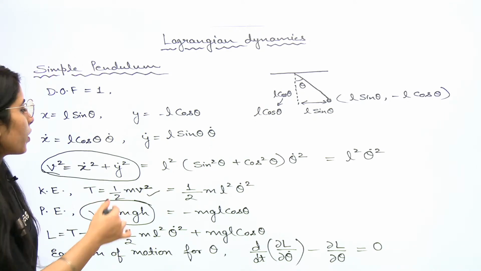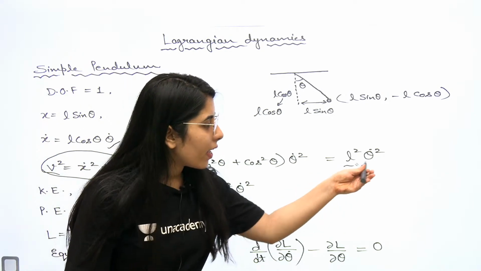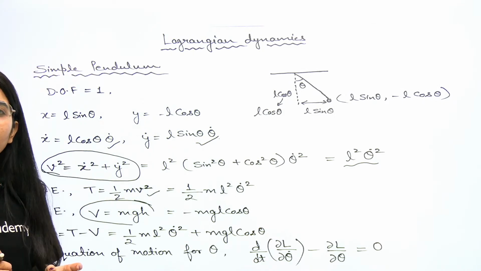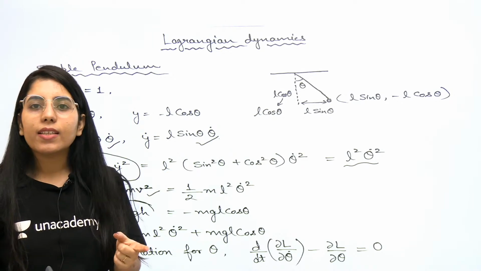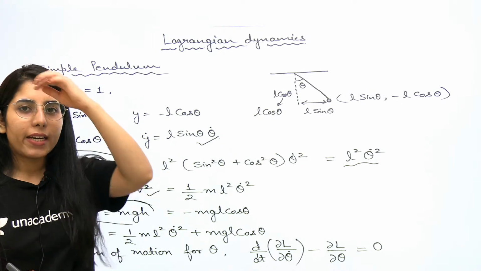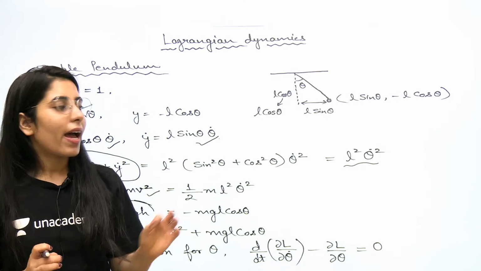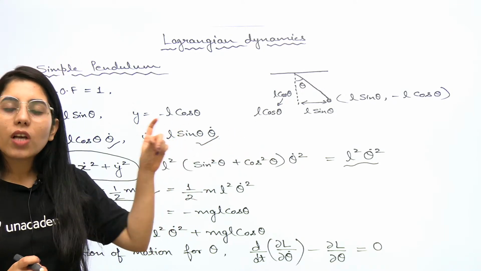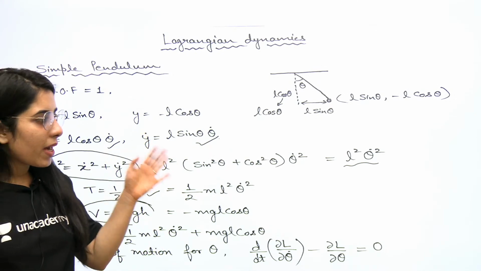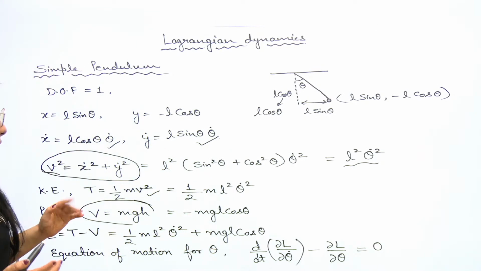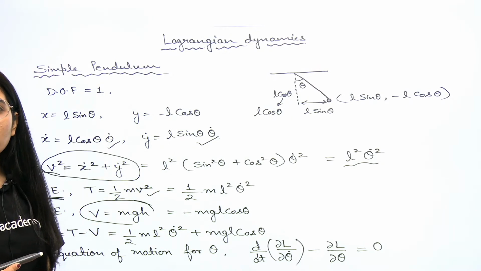Clear? So in this case, when you consider x dot square plus y dot square, you directly get L square theta dot square, which is the velocity expression in the plane polar coordinate system. But there is one more term, that is r dot square, and we are not considering it here. Why? Because r is equal to L, which is fixed, so r dot is 0. That's why that term has not been considered. Clear? Next, what will the kinetic energy expression be now?